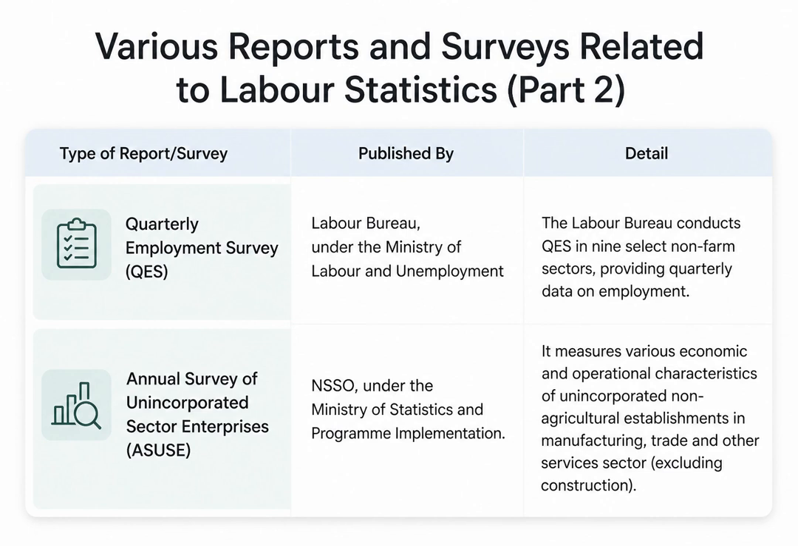As the name suggests, this provides quarterly data, specifically focusing on 9 selected non-farm sectors to give a rapid assessment of employment trends. Then we have the Annual Survey of Unincorporated Sector Enterprises, known as ASUS. This is published by the NSSO. Why is ASUS important? Because it measures the economic and operational characteristics of unincorporated, non-agricultural businesses across manufacturing, trade, and services, excluding construction. This helps capture data from the vast informal sector that often goes undocumented.